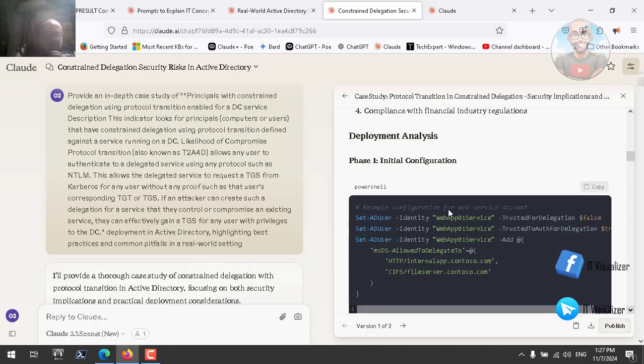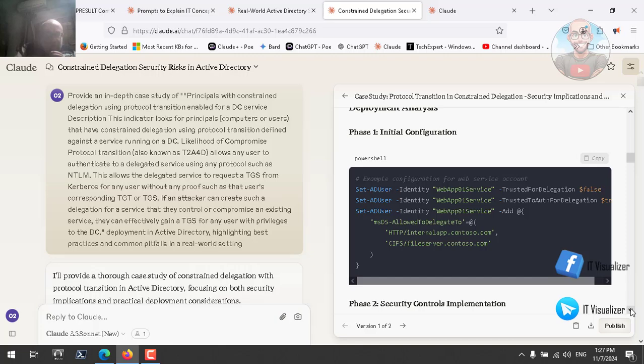Here we can see he's giving us the deployment analysis. First of all, this is the configuration of the web service account, which will run the web server. Here we can see we have trust for delegation, and we delegate to HTTP, okay, and we have CIFS. This is a service for file share on a file server, but this is not on the domain, by the way. I'm talking about delegation to a service on the domain controller. CIFS, I think this is file sharing, but on a file server. He is here giving us the server that he will talk to or delegate to.